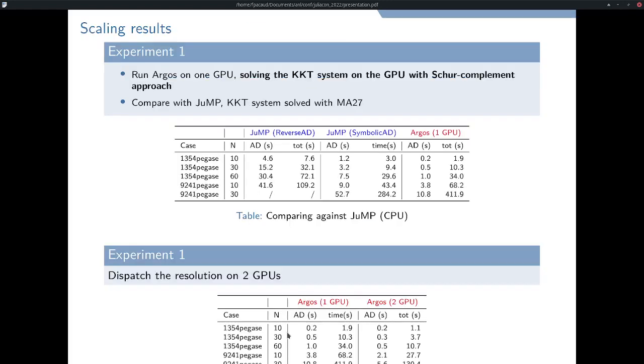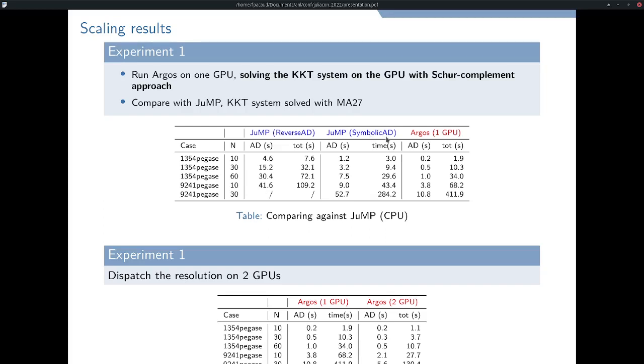So that's the figure we get. In the first experiment, we compared Argos, our code, on the GPU with JuMP. JuMP using both the reverse AD, so the classical AD backend, and symbolic AD.gl. So it's interesting because as we increase the size of the problem and the total number of scenarios capital N, it's getting harder and harder to evaluate the model with pure JuMP. At some point, the problem is just too large for JuMP to be tackled efficiently. And it's not the case if we use symbolic AD.